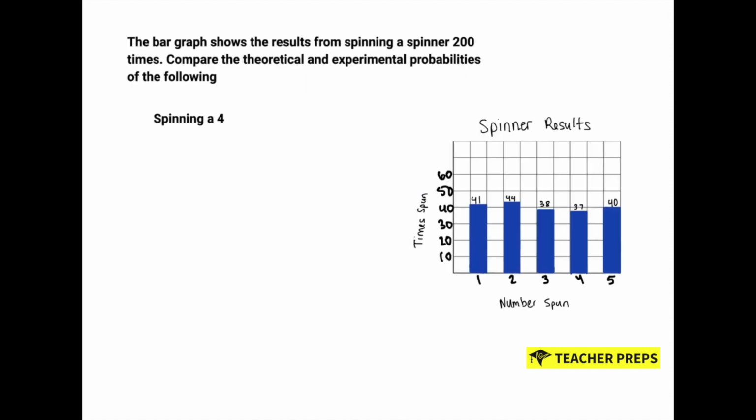Many times, you'll do a simulation to see if your experimental probability matches the theoretical probability. Let's go through the following problem together. It says that the bar graph shows the results from spinning a spinner 200 times. Compare the theoretical and the experimental probabilities of the following. Spinning a 4. Theoretical probability is what we would expect to get. If we look at the spinner, there are 5 sections on the spinner labeled 1 through 5. There's 1 4 out of the 5 sections. So in theory, we would expect to get a 4 1 out of 5 times.